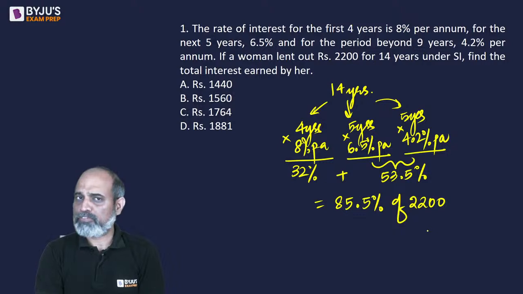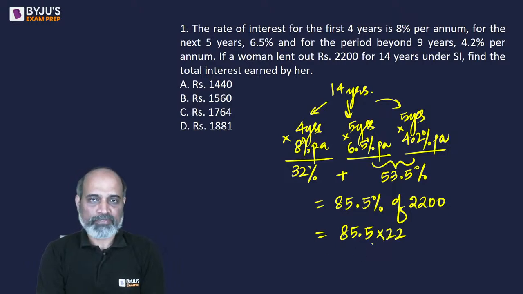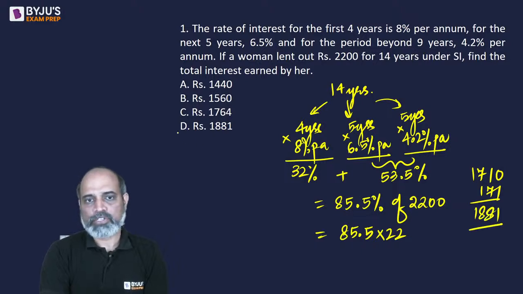Now 85.5% of 2200 is going to be 85.5 into 22. Now 85.5 into 2 is 171. So 1710 and 171 will result in 1881, which will give us D as the answer.